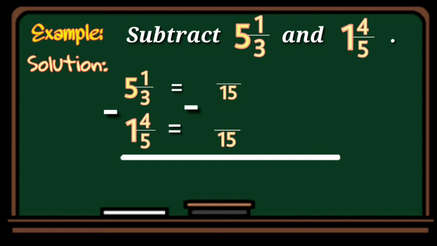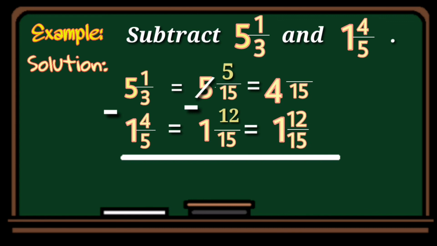Using the least common denominator, let's rename the dissimilar fractions to similar fractions. So 15 divided by 5 equals 3. 3 times 4 equals 12. And then 15 divided by 3 equals 5. 5 times 1 equals 5. And copy the whole numbers. We have 5 and 1. And then subtract the numerators. 5 minus 12 cannot be. So borrow 1 from 5. And 5 becomes 4. And then copy denominator 15.